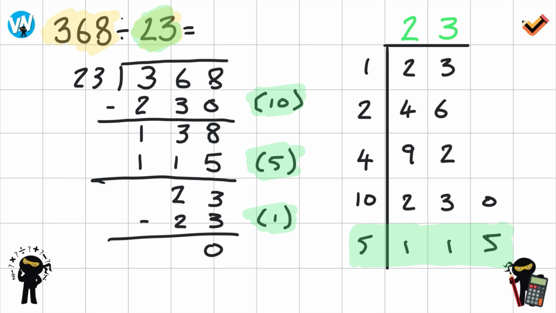And I've got my answer, my amount at the side that tells me how many lots of 23 we've taken away. So I've taken 10, 5, and 1. So hopefully in your head, you're going, well, 10 and 5 and 1 is 16, Andrew. So is that the answer? Yeah, that's the answer. It's that simple.